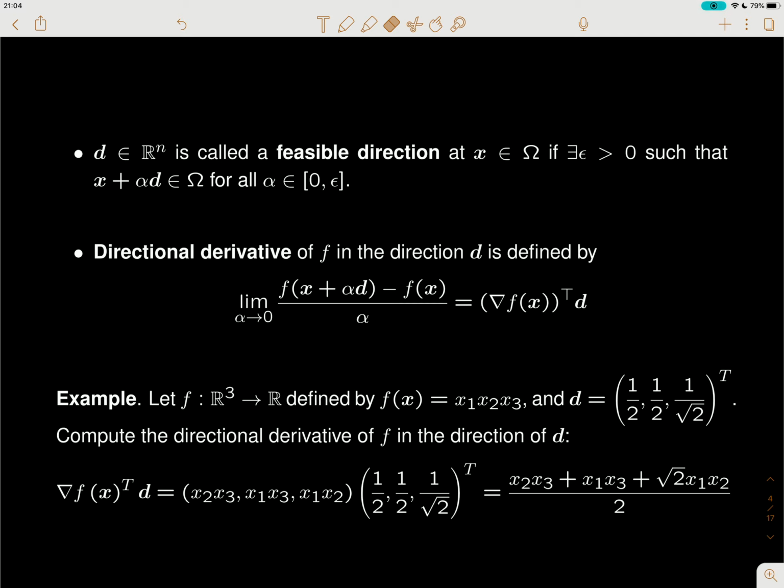Okay, so now given the direction, it doesn't matter if it's feasible or not. It's just giving you a concept of you definitely want to do a feasible direction. But let's say that you are given a direction, and the most important concept based on this direction is called directional derivative. Okay, the directional derivative.